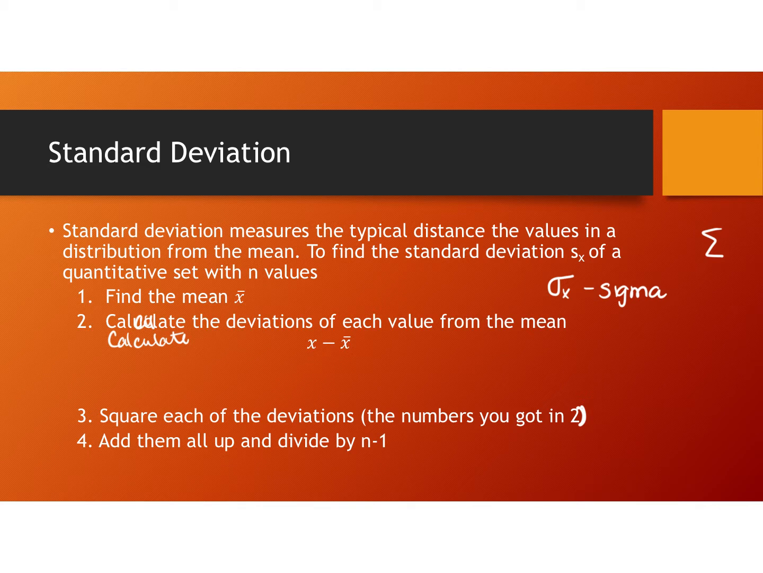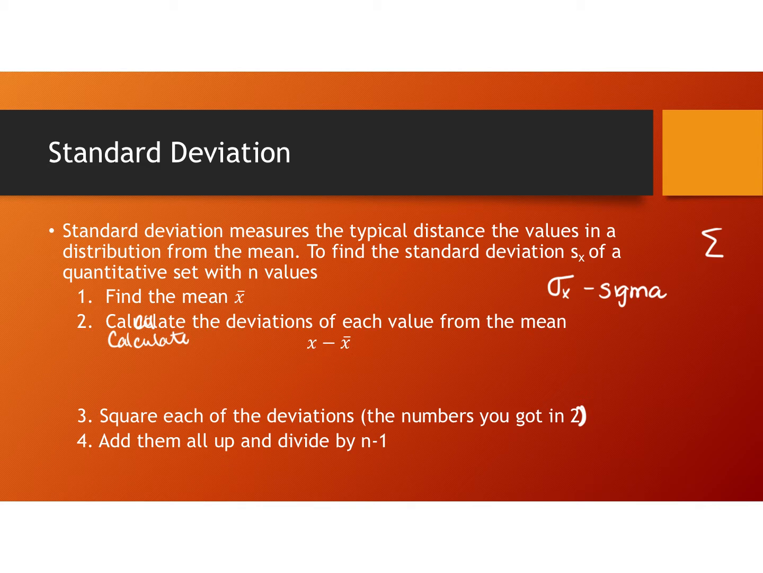To find the standard deviation of a quantitative set, it can only be quantitative, with n values, n being the number of data values, the first thing we have to do is find the mean. Remember, x bar is our abbreviation for mean. We calculate the deviations. How far is each data value from the mean? So that's x, your data value, minus x bar, the mean.